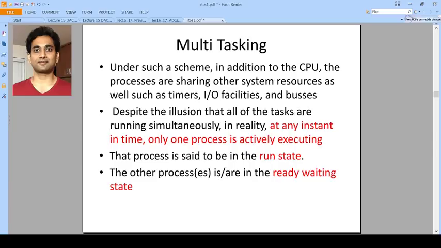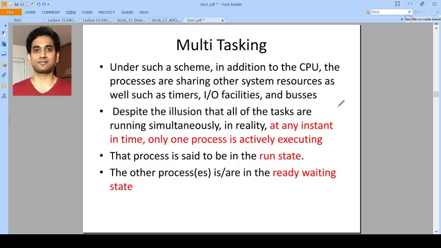So CPU, as we mentioned earlier, is not the only resource. There are other resources as well, like timers, input-output ports, and buses. These are all resources. Some of these are shared. CPU is shared as well. And some of the resources are not shared, like memory address space, the program counter, or the process stack. Those are the resources that are not shared, but resources like timers, input-output facilities, and buses are all shared among different processes.